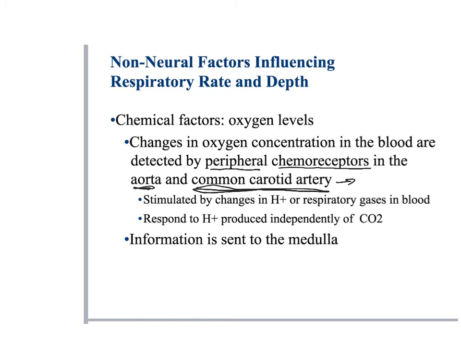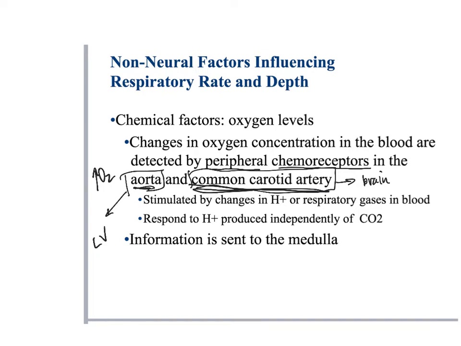Now the common carotid artery goes where? It goes right to the brain. If you think about these two blood vessels, the aorta and the common carotid artery, they're very important. The blood going into the aorta is leaving the left ventricle, and ideally the aorta should have a very high amount of oxygen. It hasn't lost any as it's gone through systemic capillaries. It's coming right out of the left ventricle, so it should have a high amount of oxygen.